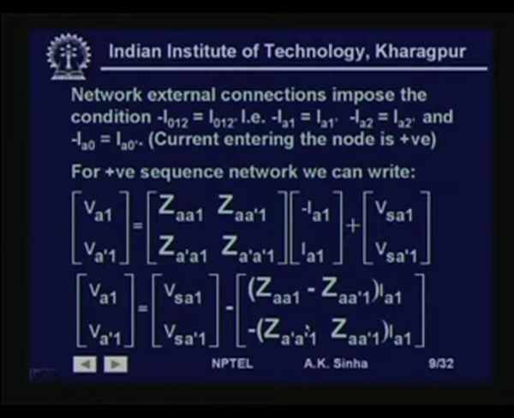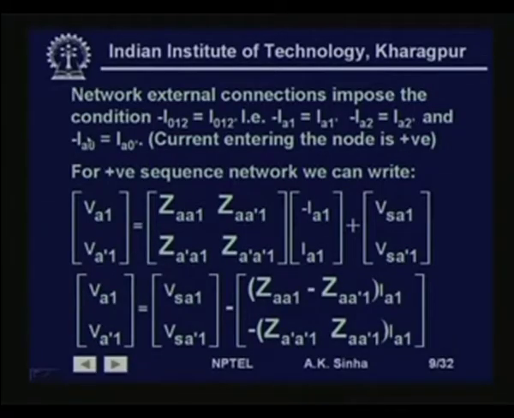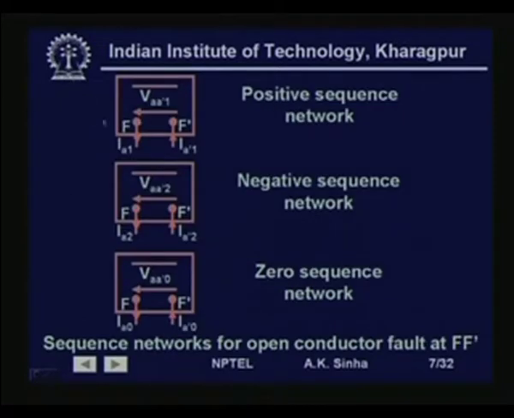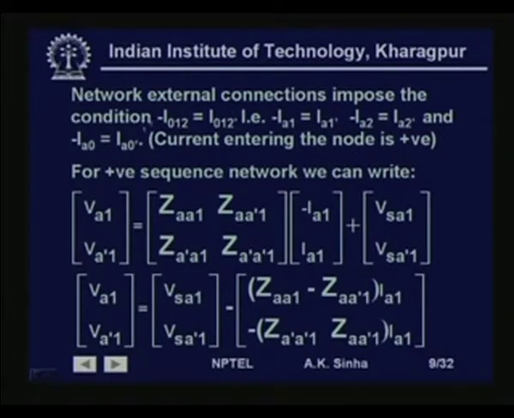So, how do we use this two port network relationship in the case of our sequence networks? As we have seen, in this case we have a system where IA1 is coming out and IA dash 1 is going in. Now, in case there is no crossover of wires, that means the phases are not coming in contact with the other phase, then from the external conditions of the system we will see that the value of IA1 and IA dash 1 will be the same. That is, the current flowing out of the positive sequence network will be the same as the current flowing into the positive sequence network at this point F dash. So, the network external connections impose the condition that minus I012 is equal to I012 dash.